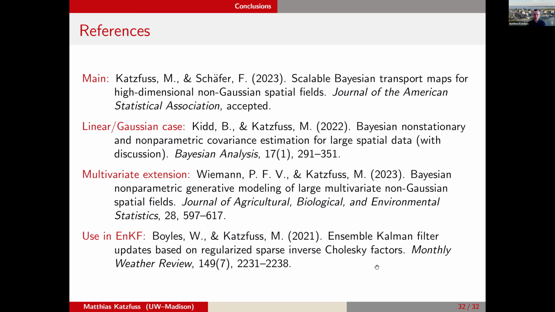And for those of you interested in data assimilation, I didn't talk about this at all in this talk, but you can actually use a lot of the techniques I was talking about here in the context of ensemble-based data assimilation, ensemble Kalman filters. We have a paper that uses this linear case in an EnKF, and I'm happy to talk more offline about that. That's it. Thank you.